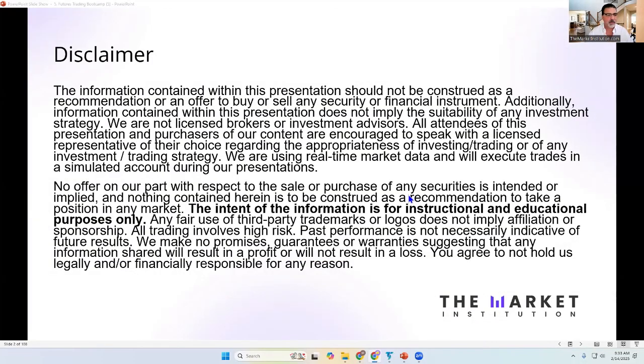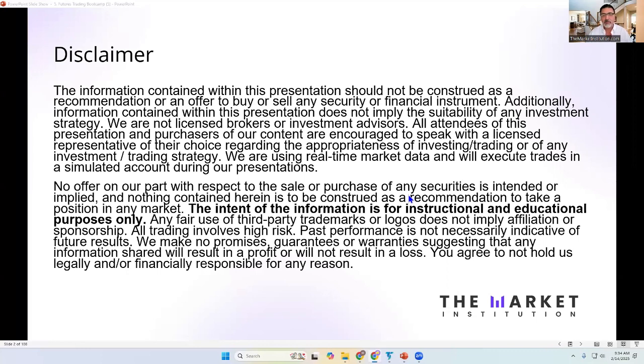Okay. Our formality here, the information contained in this presentation should not be construed as a recommendation or an offer to buy or sell any security or financial instrument. Additionally, information contained in this presentation does not imply the suitability of any investment strategy. We are not licensed brokers or investment advisors. All attendees of this presentation and purchasers of our content are encouraged to speak with a licensed representative of their choice regarding the appropriateness of investing, trading of any investment, and any trading strategy.